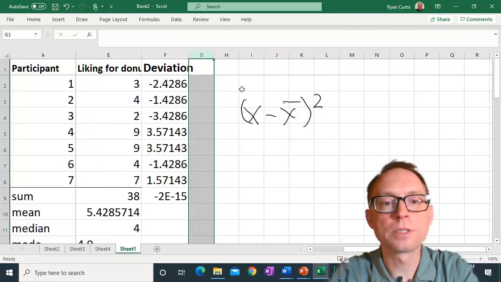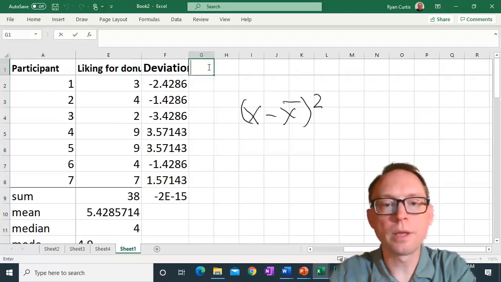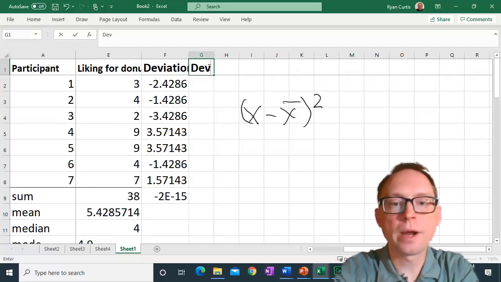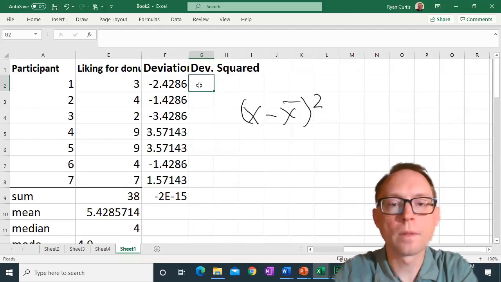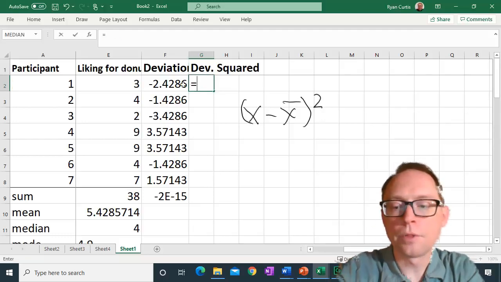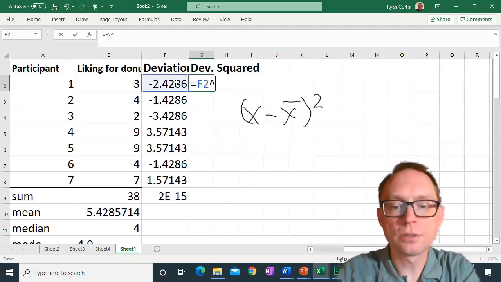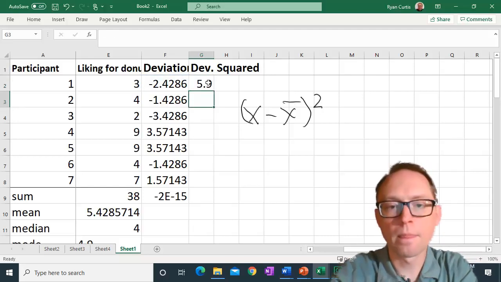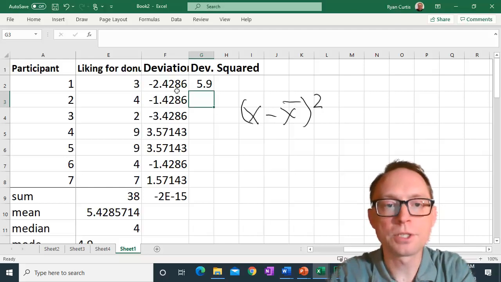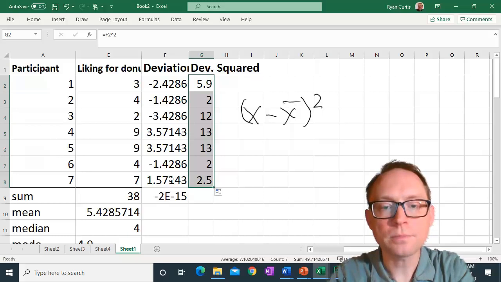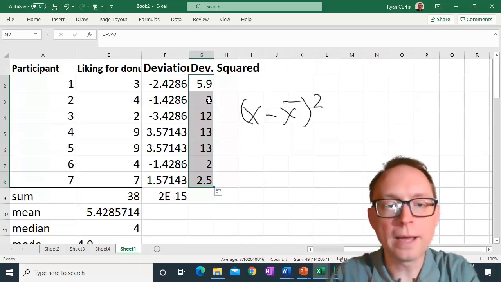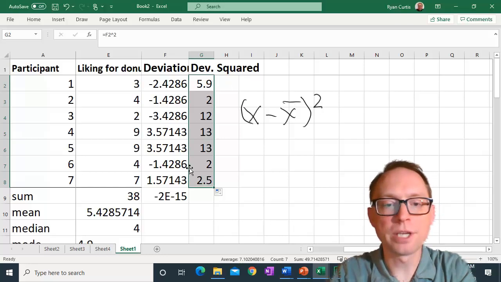So that we can see it. This is going to be the deviation squared. Okay. So this person's deviation squared is 5.9. Just negative 2.4286 squared is 5.9. So let's go ahead and get everybody's deviation squared. Okay. When we do that, this is everybody's deviation squared.